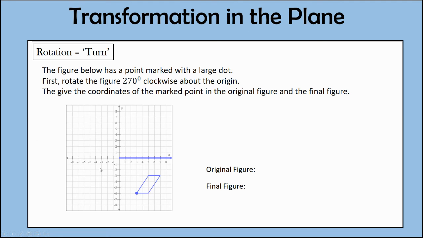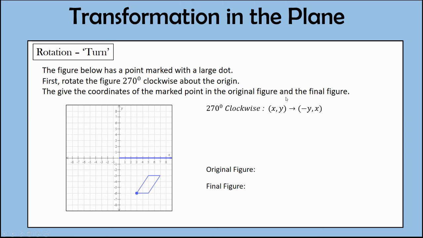Okay, let's take a look at an example here. The figure below has a point marked with a large dot. First, rotate the figure 270 degrees clockwise around the origin, then give the coordinates of the marked point in the original figure and the final. Okay, so here's the drawing. All we got to do is worry about this point. Okay, so this is a 270 degree clockwise rotation.